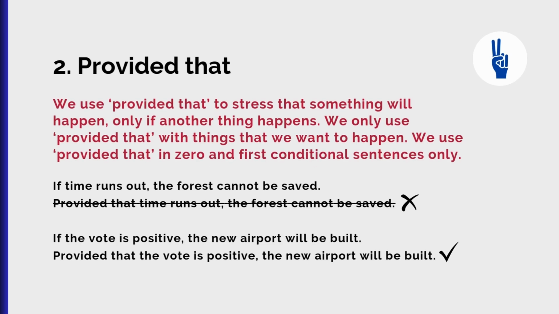Next is provided that. We use provided that to stress that something will happen only if another thing happens. We only use provided that with things that we want to happen. We use provided that in zero and first conditional sentences only. Look at these examples. In the first set of examples, it is erroneous to use provided that because it is using provided that to express a negative or unwanted condition, which clashes with its usual use. It's typically used with positive, enabling conditions, not negative outcomes. This is why the second set of examples uses provided that correctly.